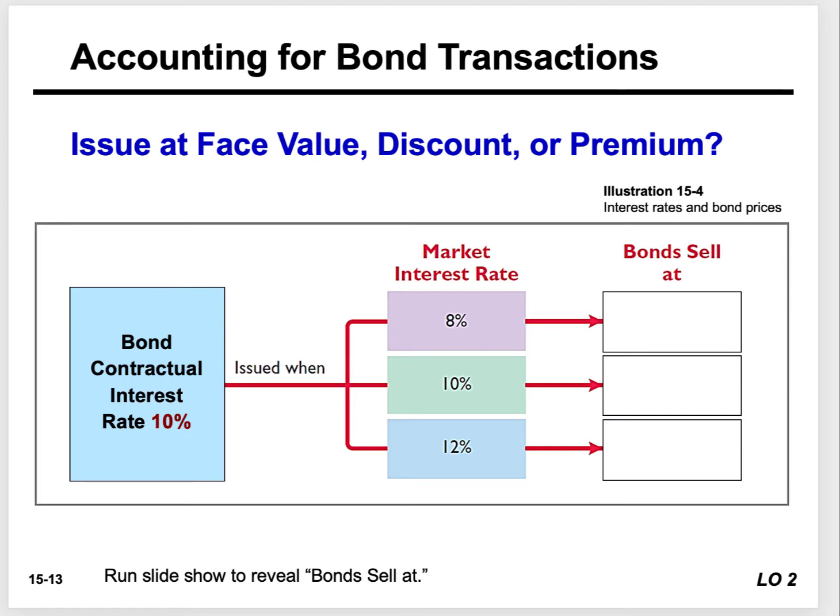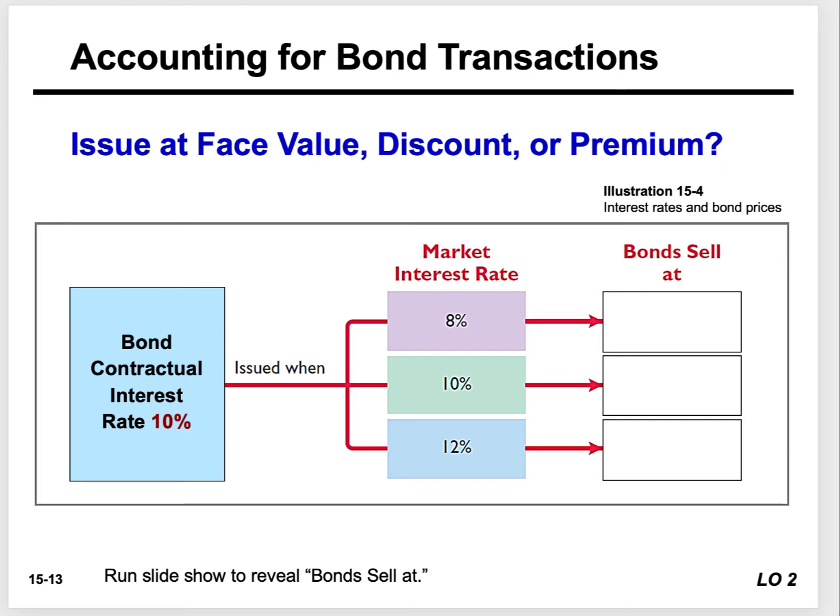Now we have to get back to bonds that are issued below or above face amount. If we issue a bond below face amount, we call that issuing it at a discount. If we issue a bond above the face value, we say that's a premium.